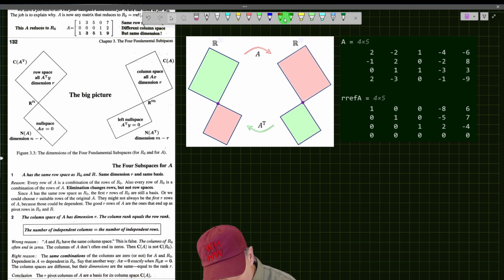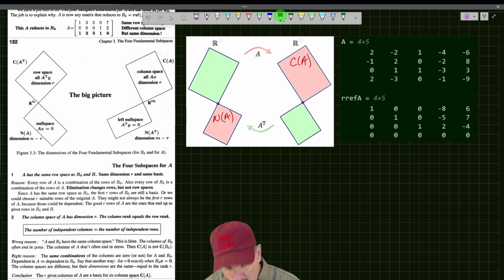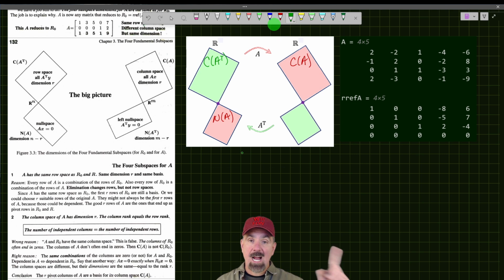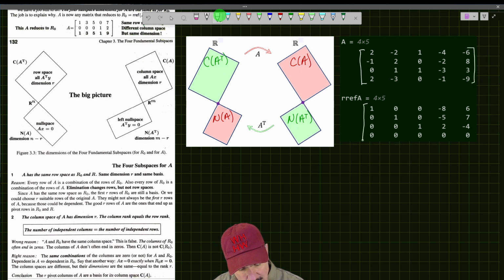So let's remind ourselves. This is the column space of A. This is the null space of A. And then with the null space, on the mapping side is the row space, which is the column space of A transpose. And then on the output side is the null space of A transpose. And we just want to know what these dimensions are. So here's our matrix A, and I can make it look more like a matrix. I just took these straight out of MATLAB.